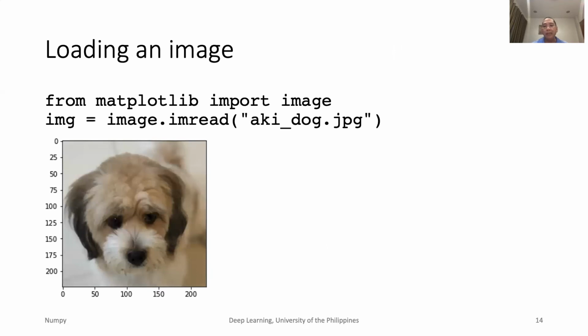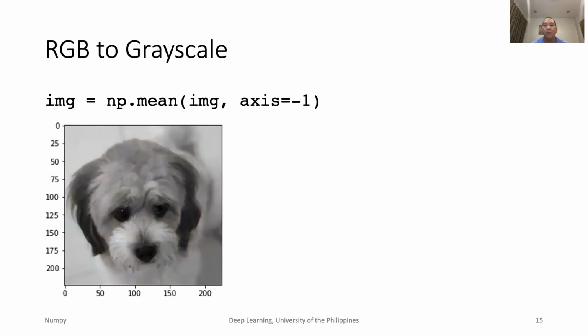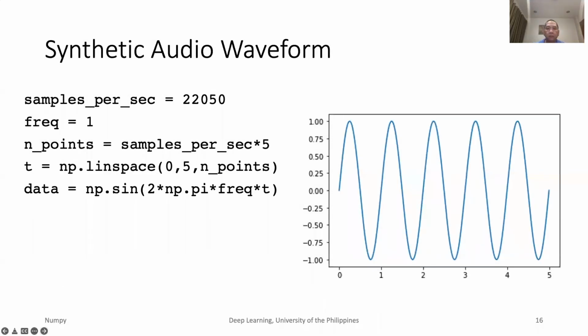Using matplotlib, an image can be loaded into a NumPy tensor. With the min method along the RGB axis, or the last axis, we can convert the image to grayscale. NumPy can be used to generate audio samples. For example, using the sine function, we can generate 1 Hz at a sample rate of 22,050.